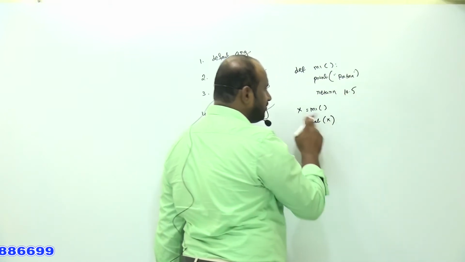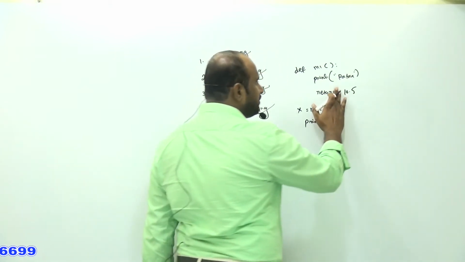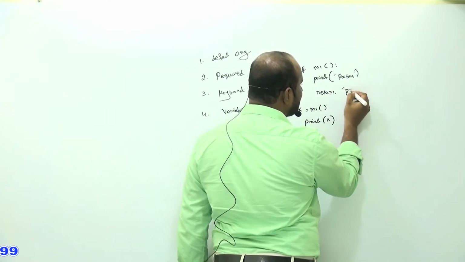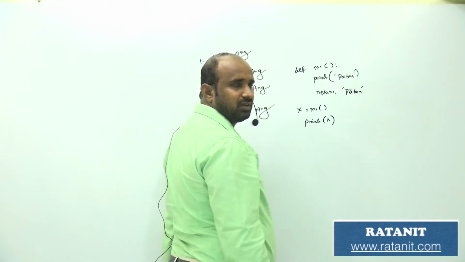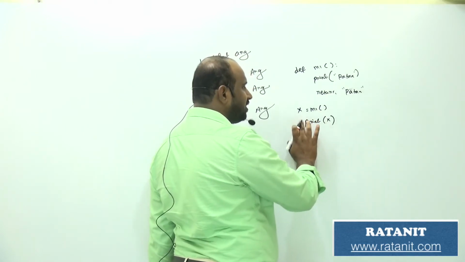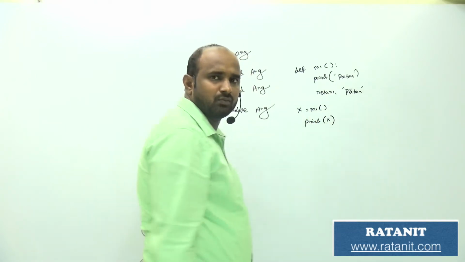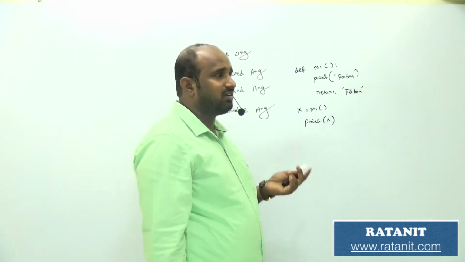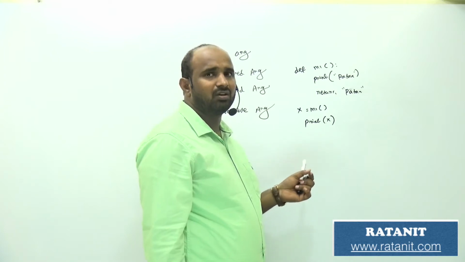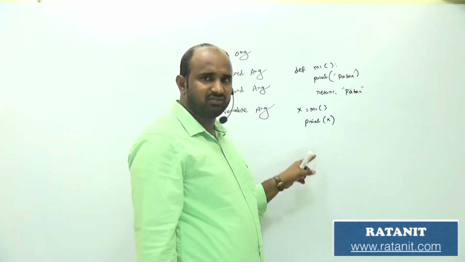See, if we return 10.5 here, now what is the x value? Float value. If you return "Ratan" within double quotes, that will become which value? String value. Whichever value we return, that value will be stored. That is called what? A function return value. Don't think you have to declare integer, float, or string return types. That is not there in Python actually.